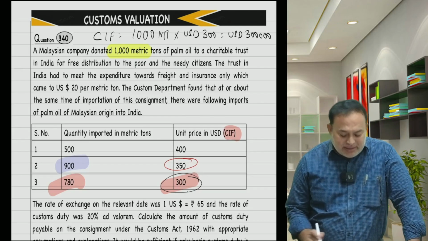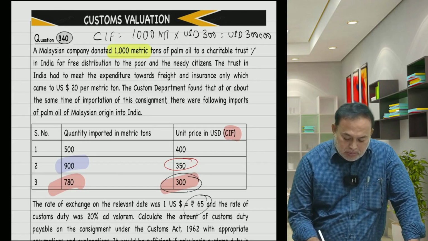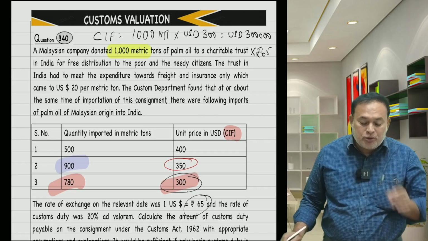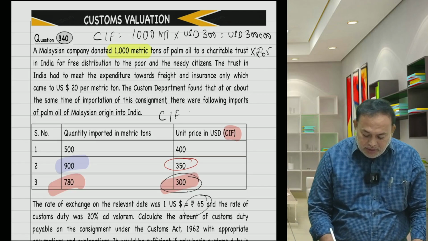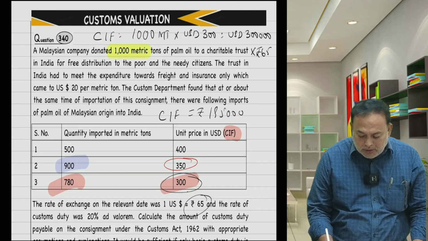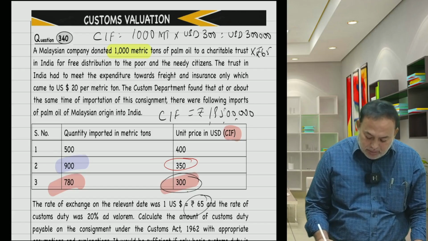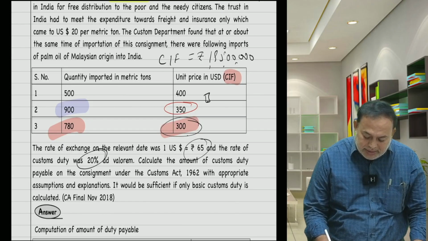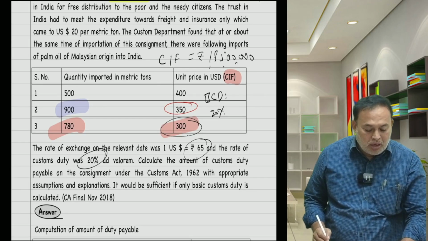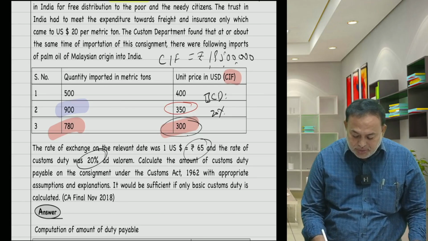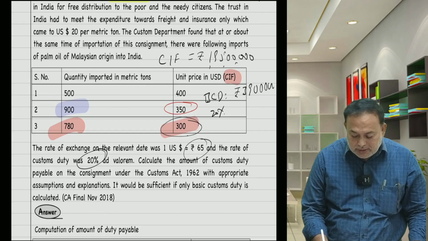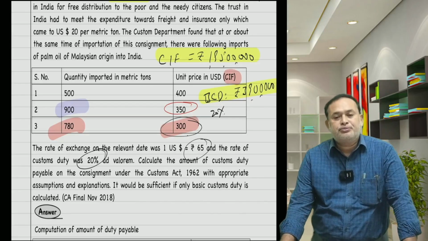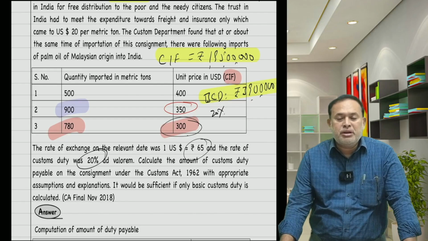If so, they give an exchange rate of 65 rupees. Multiplying by 65, 3 lakh into 65 is equal to 1 crore 95 lakhs. CAF value in Indian rupees is 1 crore 95 lakhs. Then apply the basic customs duty given here, 20%. Only BCD is sufficient, so calculate 20% on 1 crore 95 lakhs, which is 39 lakhs. This is the way in which you can find out the value for identical goods. Again, it requires practice and memory recall in the examination.